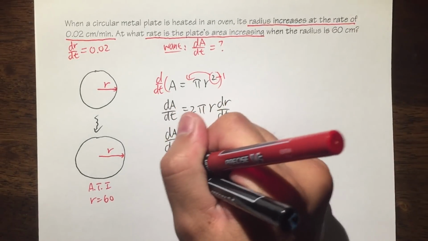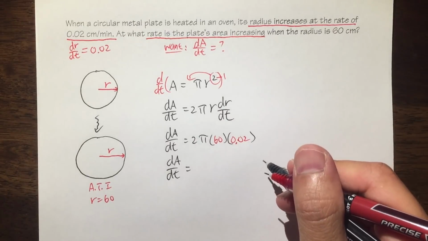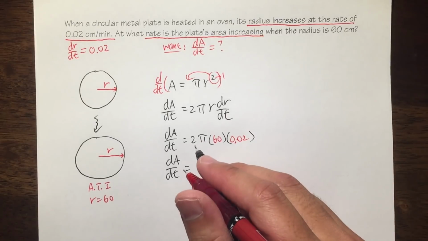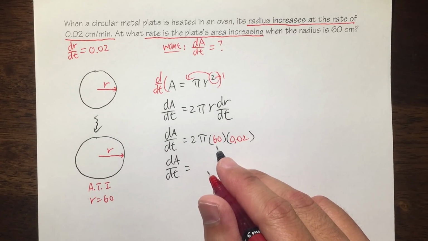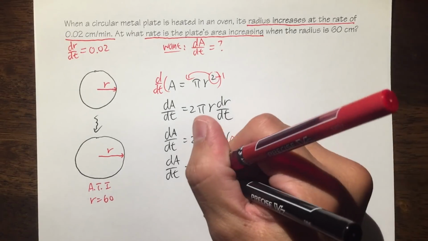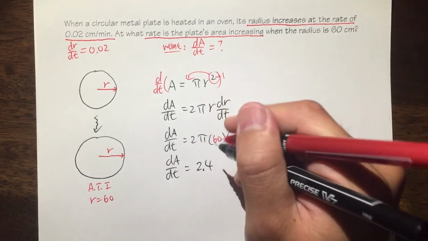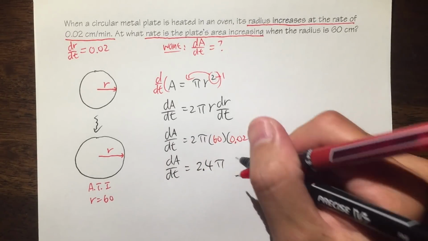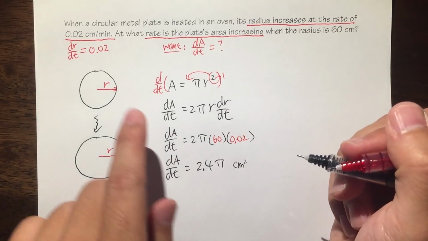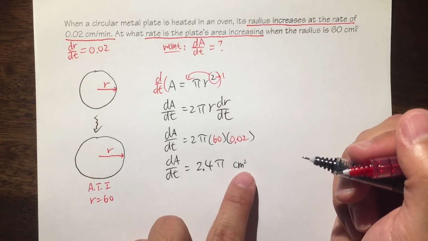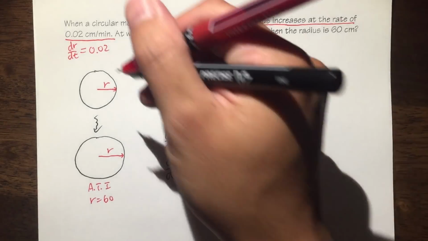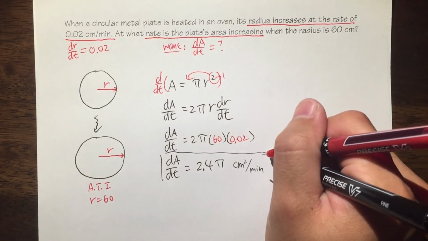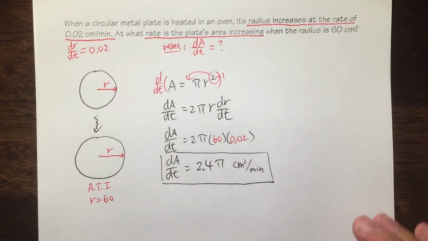And all we have to do next is just multiply things out. Usually we multiply out the regular numbers and we leave the pi as it is. I can just multiply 2 and 60, that's 120, and then times 0.02, we get 2.4. And of course attach the pi. Lastly, the unit for dA dt is cm squared because we are measuring in centimeters. So the area has cm squared for the unit, and the time unit is minutes, so we put on per minute. And with this, that's it. So I told you it's not that bad.